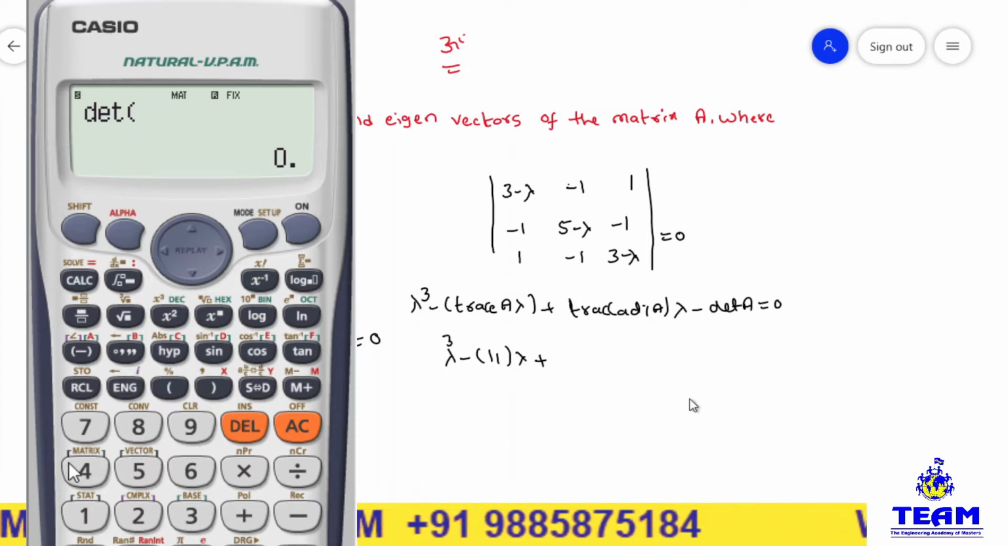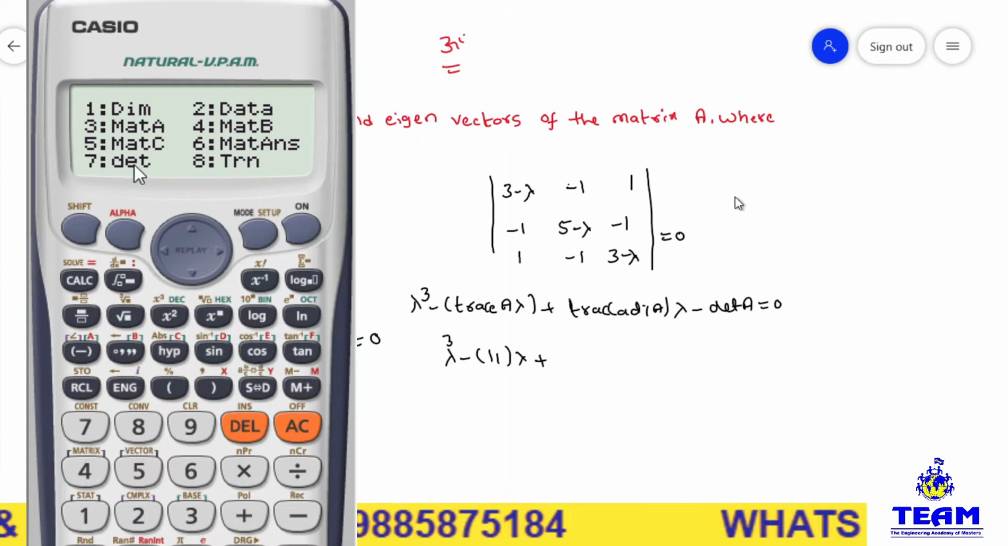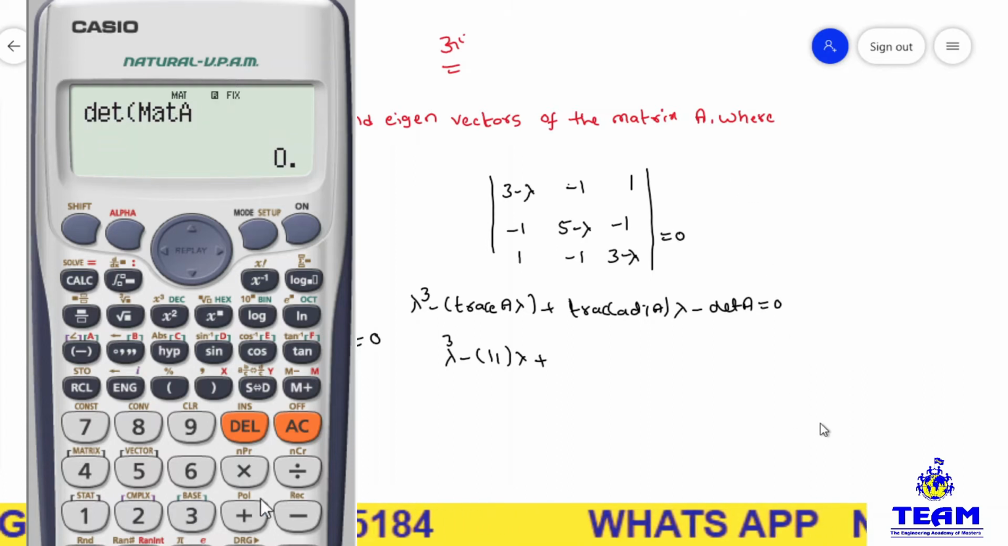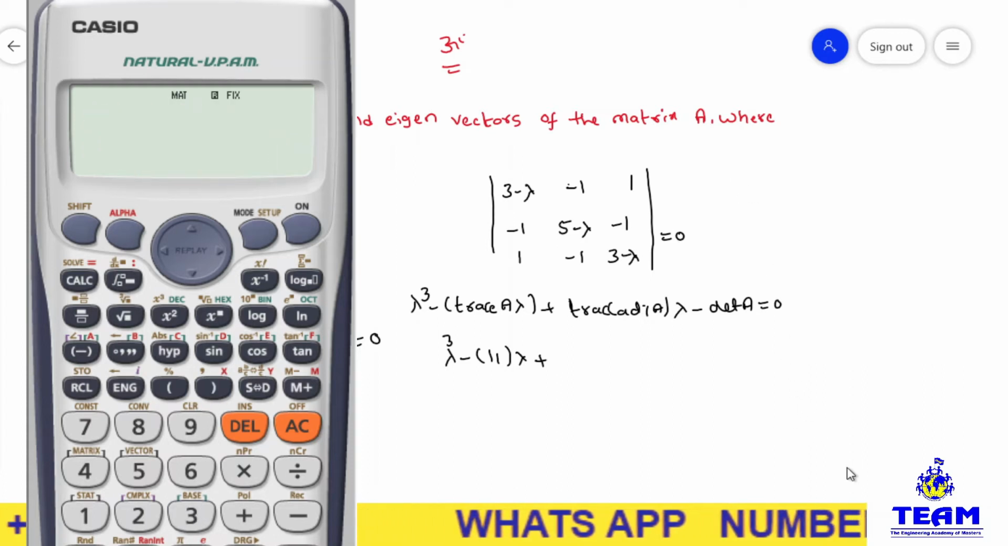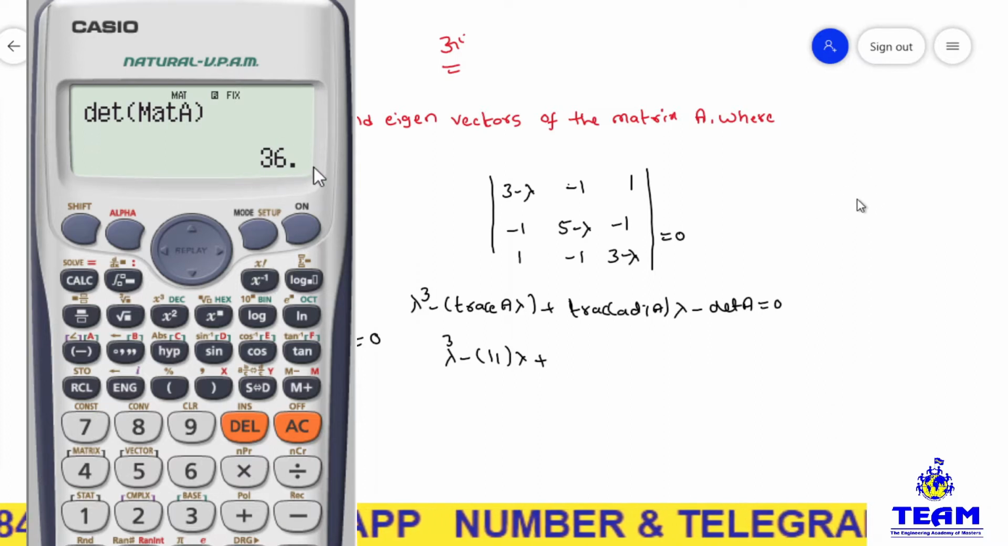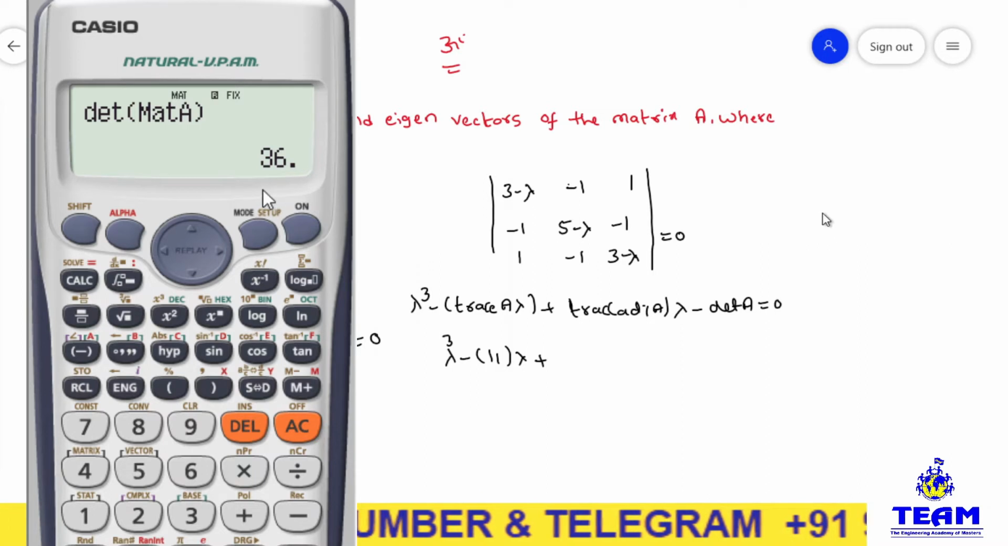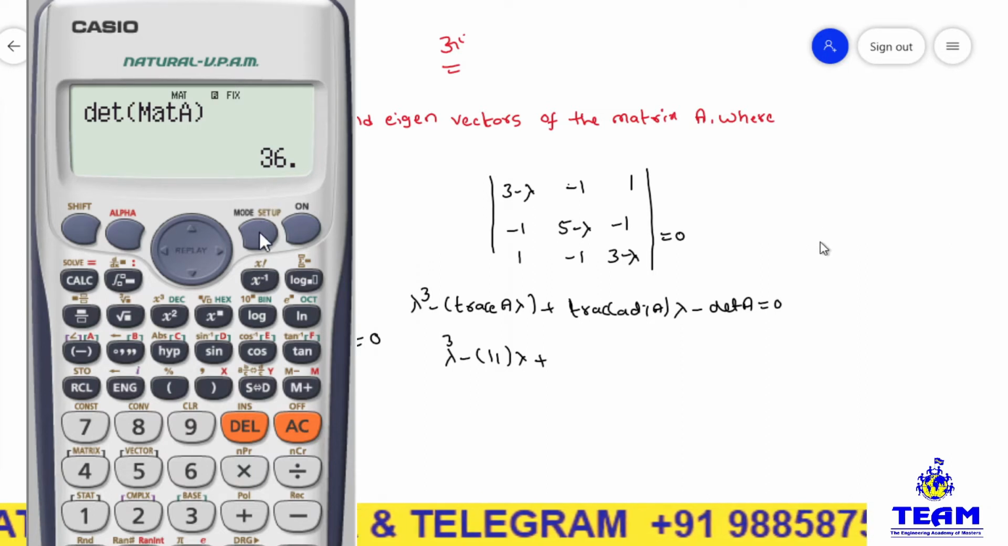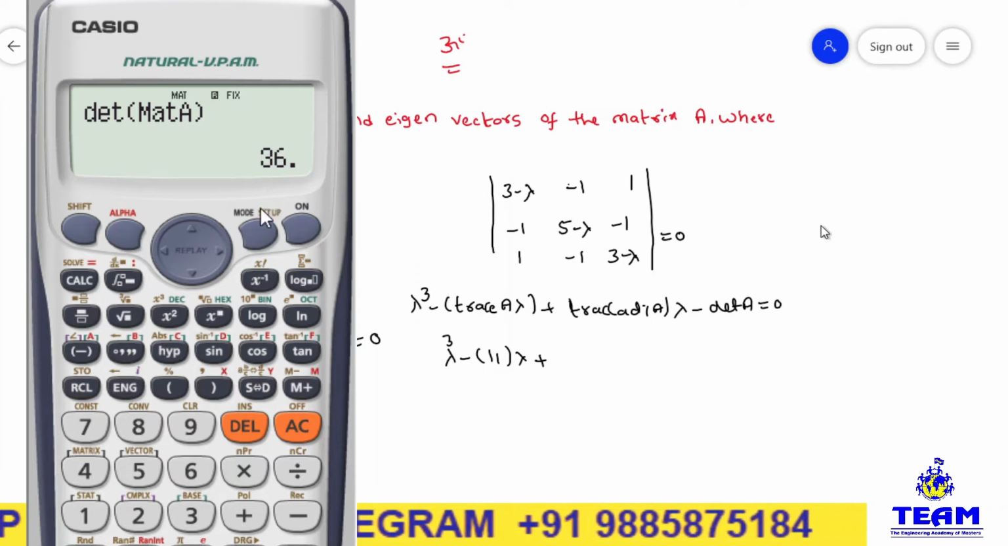So again press shift 4. Now I want mat A. Mat A is press 3. Now close the bracket, press the is equal to button. Then we will get the determinant of A. What is it? 36. Determinant of A is 36. Is it clear, friends? Right. Now write down the determinant of A. Now this determinant is not equal to 0.